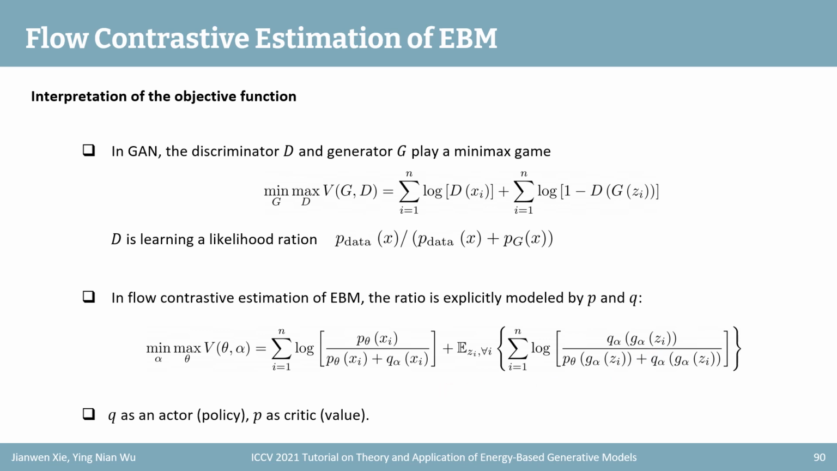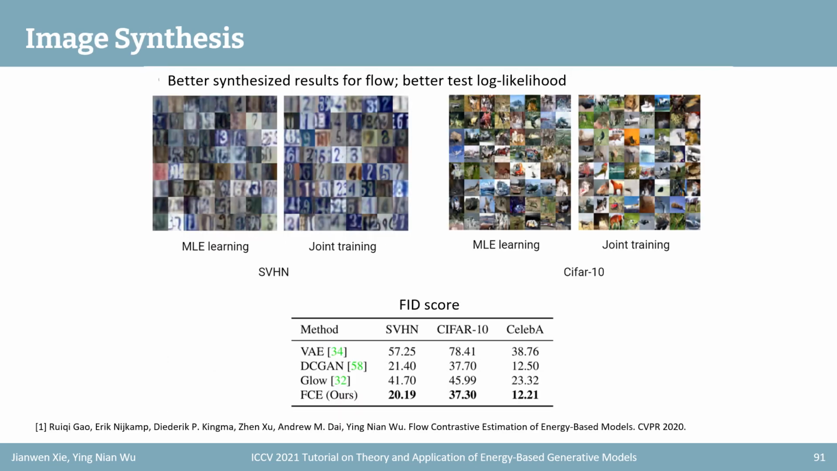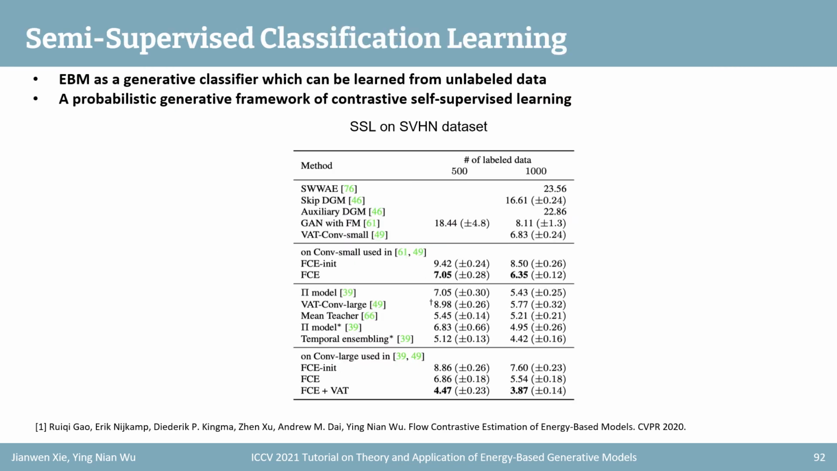And you can think of this Q as an actor or a policy in the language of reinforcement learning, and the P as a critic or value. So this is the essence of flow contrastive estimation. And it can be used for image synthesis. In fact, it leads to better synthesis that improves upon a flow-based model, because you have an energy function to further regularize the flow-based model, and it generates better FID scores than the flow-based model.